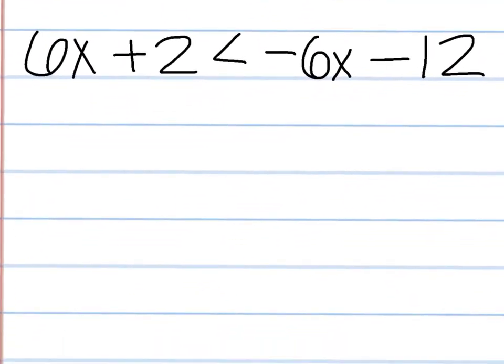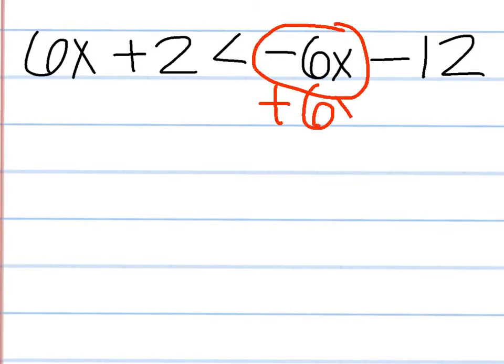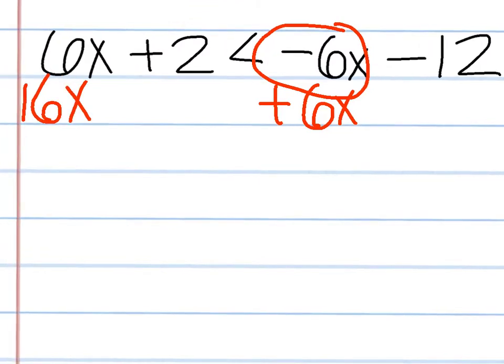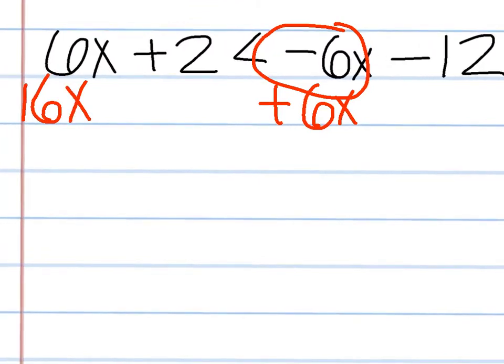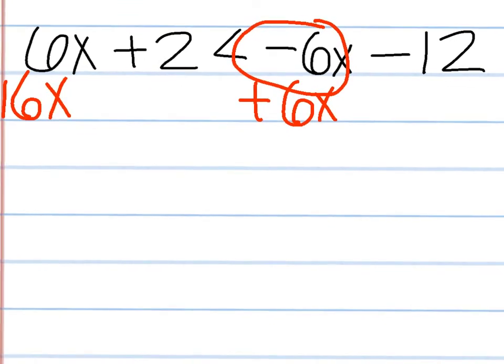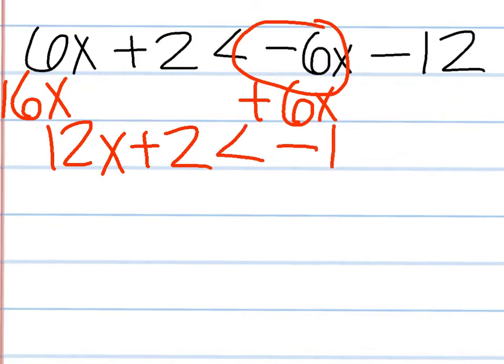Okay, for example number 4, we have 6x plus 2 is less than negative 6x minus 12. Alright, we're going to move our negative 6x to the other side. So we add 6x to both sides. When we do that, we'll have 12x plus 2 is less than negative 12.